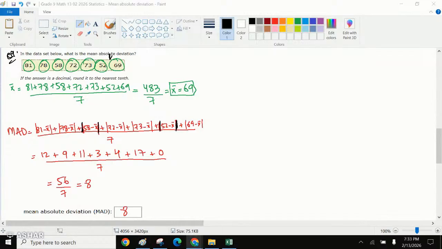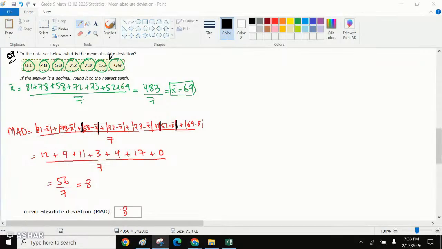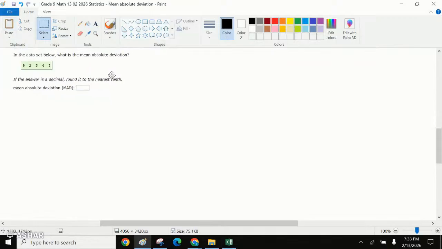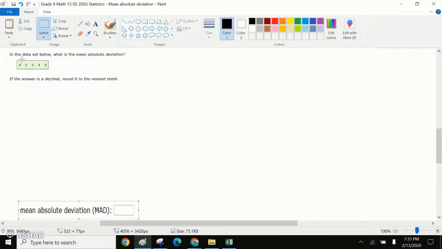then we'll have a look at the test. So the next question says, in the data set below, what is the mean absolute deviation? Question number 10. For this particular question, it's a very easy question. The values are already simple. So let's say this was our question number 10.